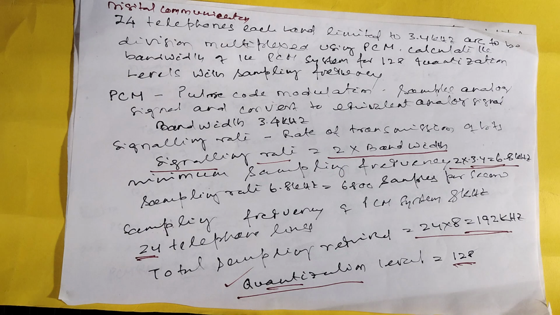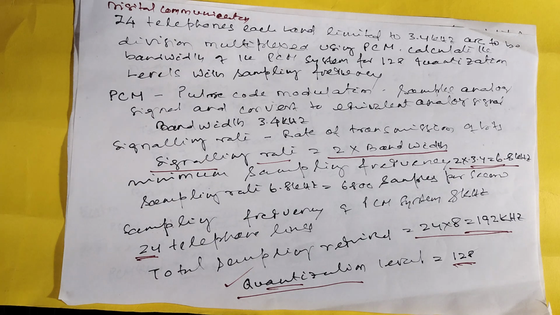Here the 24 telephone lines are there. So here the signaling rate is equal to 2 into bandwidth. The bandwidth is 3.4 kilohertz. So the rate is 6.8 kilohertz because twice. Then the sampling rate is 6.8 kilohertz, that is 6,800 samples per second.